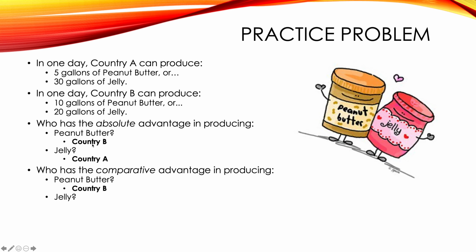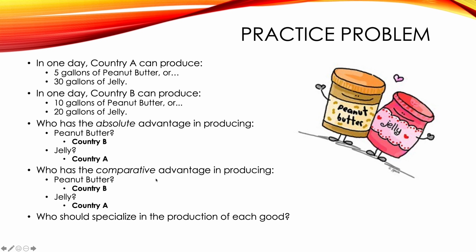Well, remember here, because we know that country B has the comparative advantage in producing peanut butter, country A must have the comparative advantage in producing jelly. That's the rule. Now, does that check out? Let's find out. Country A, producing jelly. Peanut butter goes over jelly, 5 over 30. That's a fraction of 1/6. Country B, producing jelly. 10 over 20 is half, or 1 over 2. 1 over 6 is less than 1 over 2, which means that country A's opportunity cost of producing jelly is lower. That gives them the comparative advantage.